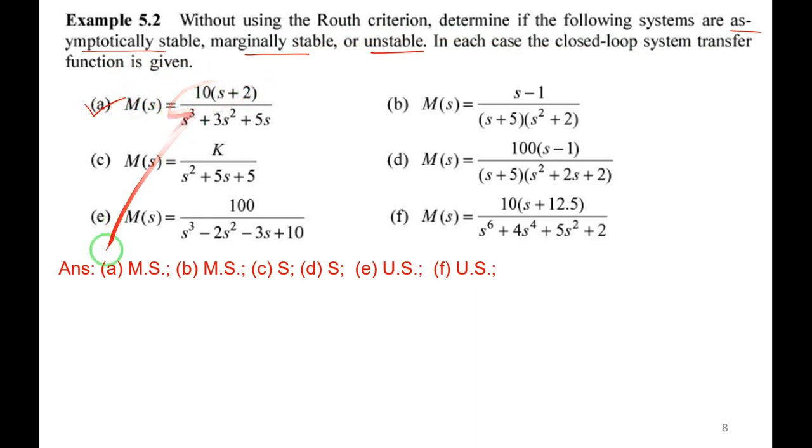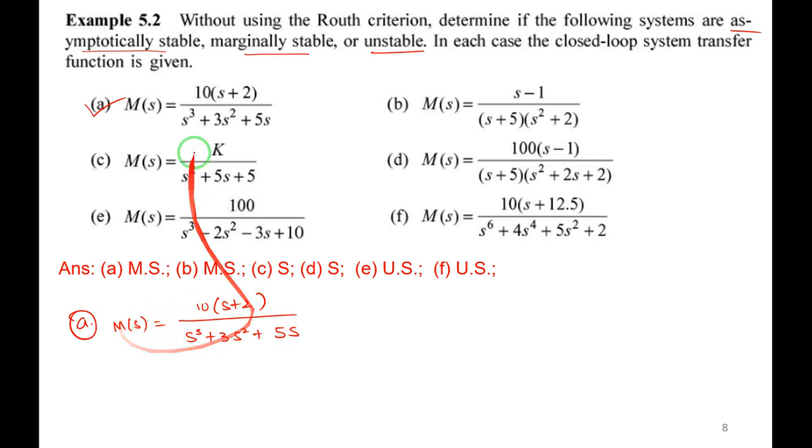The closed loop transfer function is given. Let me take part A. M of S is equal to 10 into S plus 2 divided by S cube plus 3S square plus 5S. It is given, so this is the closed loop transfer function. Just observe the denominator polynomial.